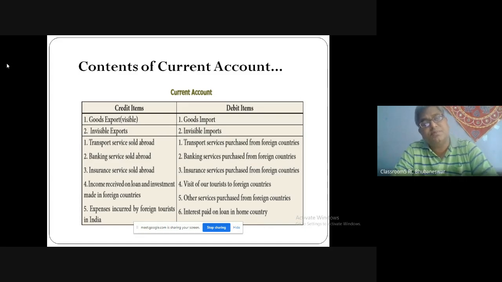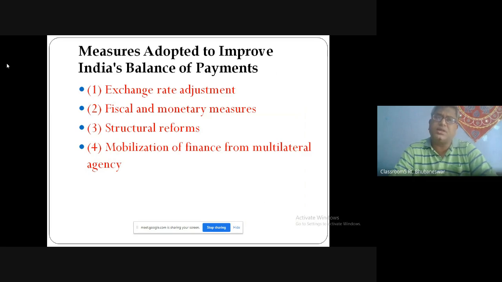Suppose more foreign tourists visit our country. It means we are earning more foreign exchange, and earning more foreign exchange is a positive sign of our country's economic growth. My dear students, sometimes you have to improve the balance of payment.